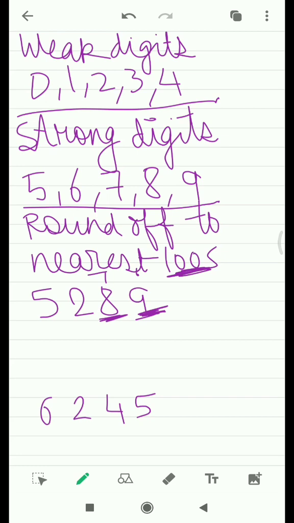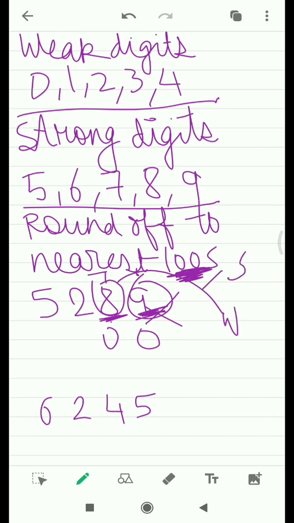Since it is rounding off to nearest 100, we want 2 zeros, so we'll make 2 digits on the right side equal to 0. This 9 will become 0, this 8 will become 0. Now you don't look at this. Now look at this one. Whether it's a weak or strong digit, it's a strong digit. So it has power to push this 2 to 3.